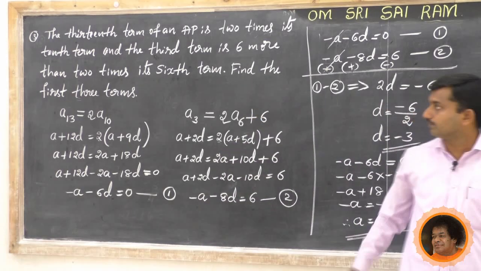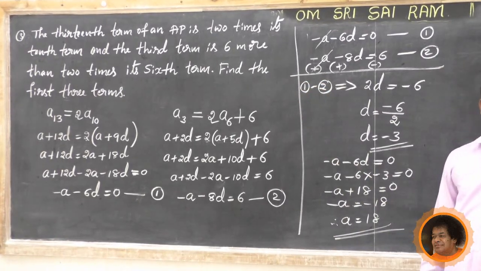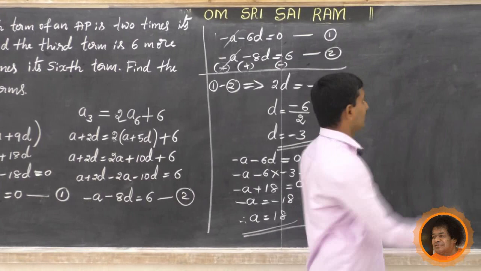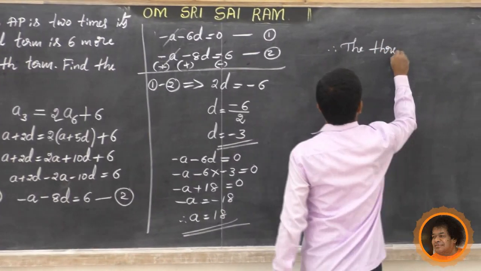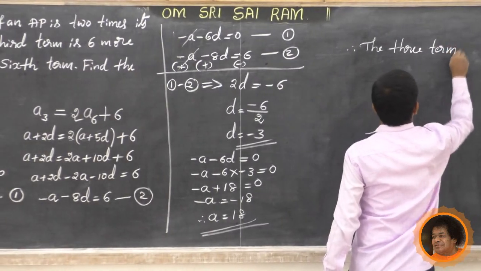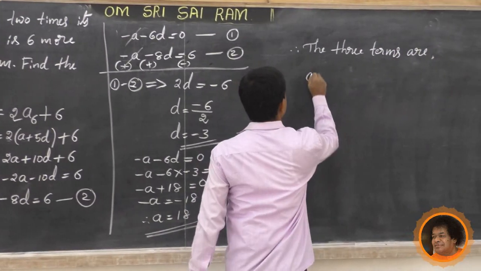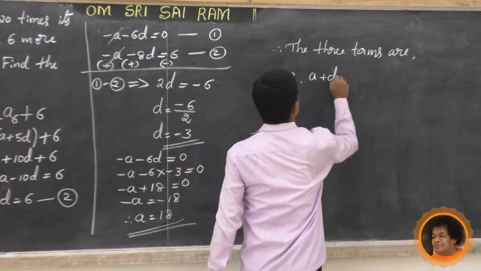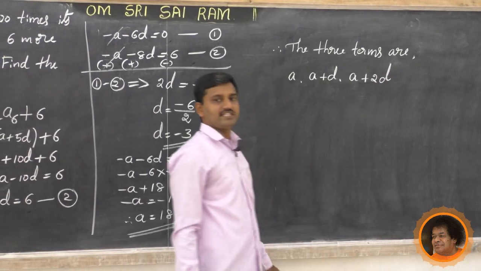Next, what is the question? Find the first three terms. Which are the three terms? Therefore the three terms are A, A plus D, A plus 2D. So these are the first three terms of the AP.